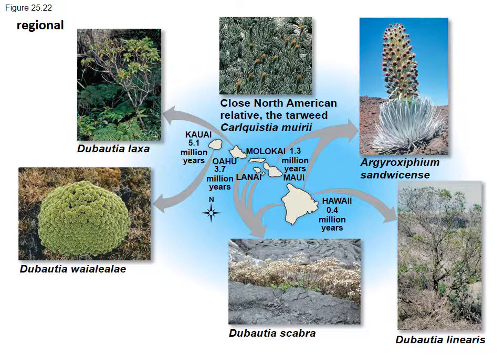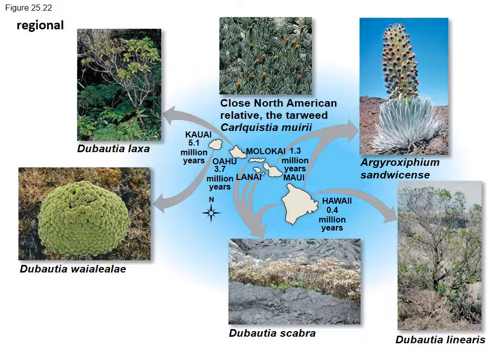Like, for example, if we look at these species related to the North American tarweed that's found out there on Hawaii. And you notice what's interesting about this is the fossil evidence suggests that these relatives of the tarweed arose on Kauai 5 million years ago, Oahu 3.7 million years ago, and the Big Island of Hawaii less than 500,000 years ago. The reason, if you know something about plate tectonics and the formation of these islands, is that the Hawaiian Islands are being formed through a hot spot in the Earth's crust.